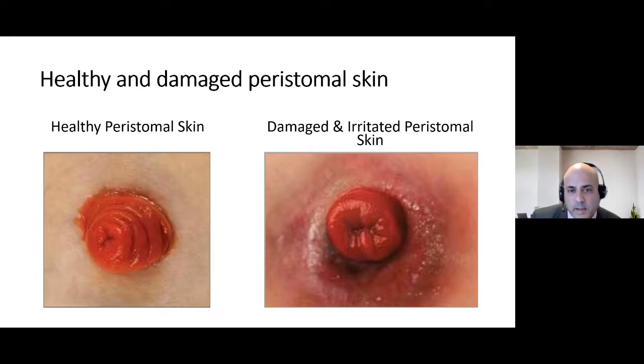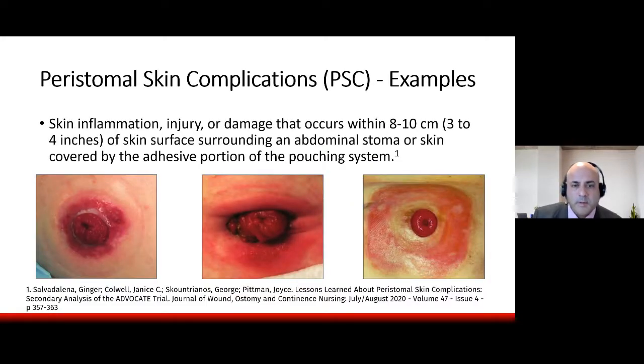When we look at healthy versus damaged peristomal skin, here are two pictures that illustrate that. The ostomy on the left-hand side that we've seen before has intact peristomal skin, but on the right, the skin is damaged and irritated. And this will continue to worsen if something isn't done to alleviate the situation. Here are some peristomal skin examples. There's 3 cases here, and I'll go through them.